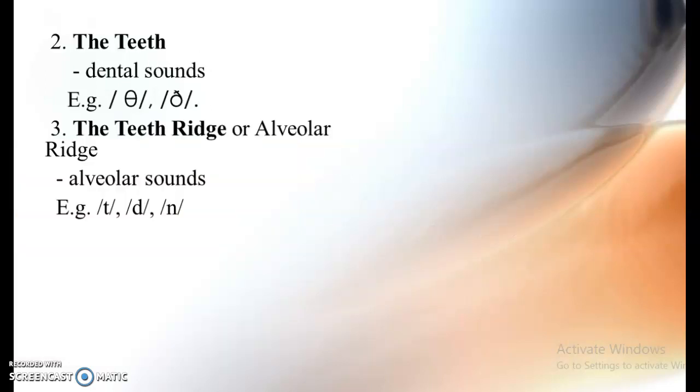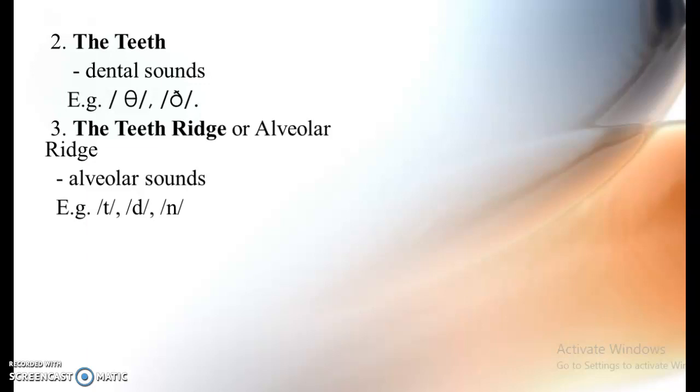The next is the teeth. So again, you have 2 rows of teeth, one seen in the lower jaw and the other in the upper jaw. And the sounds that are formed at the teeth are known as dental sounds. They are th, d.